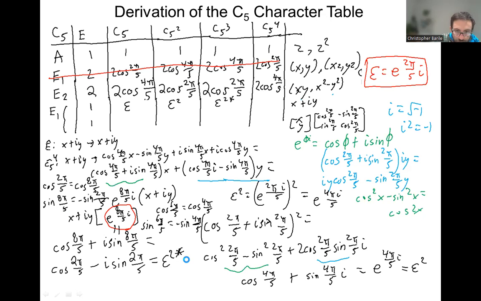Well, what is that? That looks very similar to epsilon, which if we remember is e to the 2 pi over 5 i. Epsilon is this guy, cosine 2 pi over 5 plus i sine 2 pi over 5. But we have a negative value because we take the complex conjugate of it. So it's going to be the complex conjugate of just epsilon. So now we have this nice character just in terms of epsilons and epsilon squares and the complex conjugates of those.